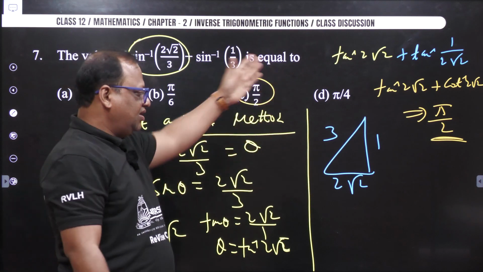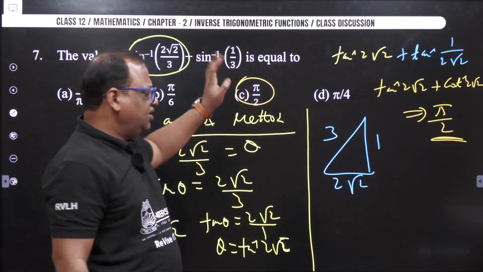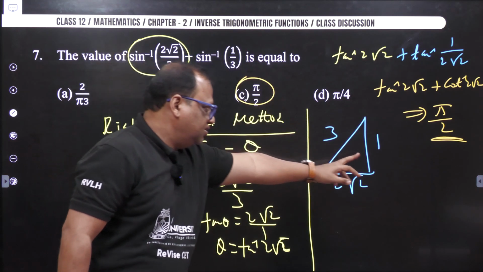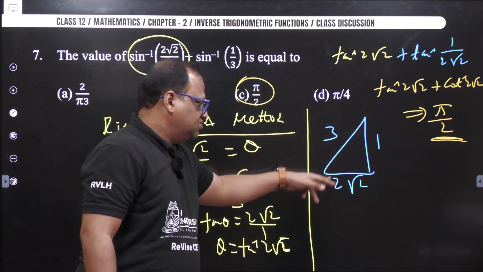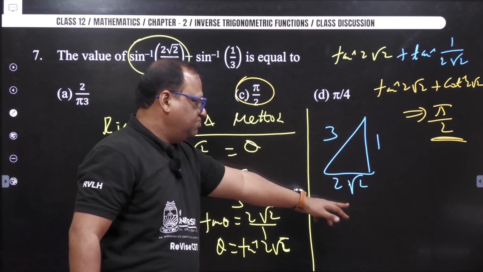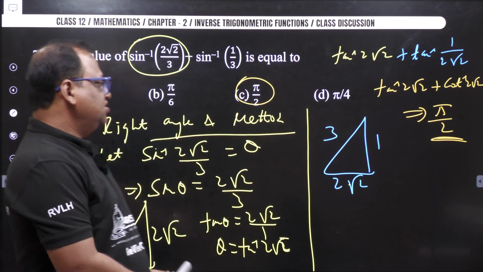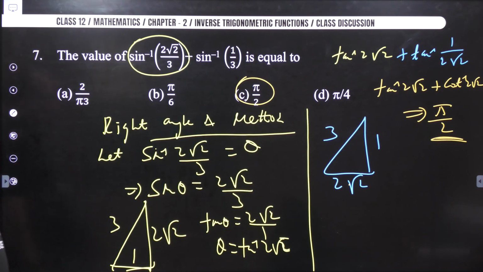If theta is already taken, take alpha, or any other letter. So you don't have to show the steps, but directly you can write that. So sin theta is 1 by 3, so this will be 2 root 2. Tan theta is 1 by 2 root 2, which is cot inverse of 2 root 2. So the answer is pi by 2. This is easy.